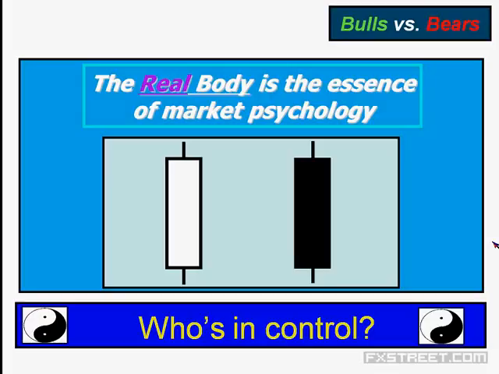We're focusing on the yin-yang relationship between real body and shadows. The real body is the difference between the open and the close, and the shadow is where the market was but isn't anymore. So I'm going to focus on each of these points separately.